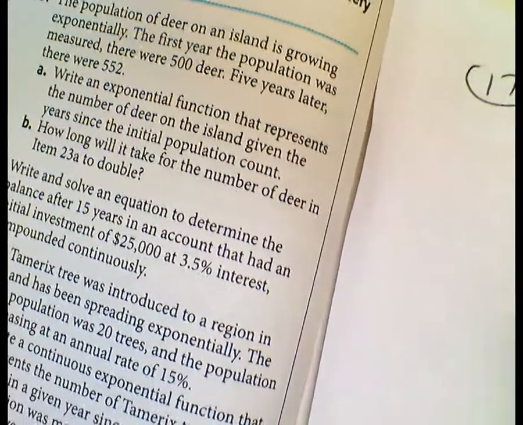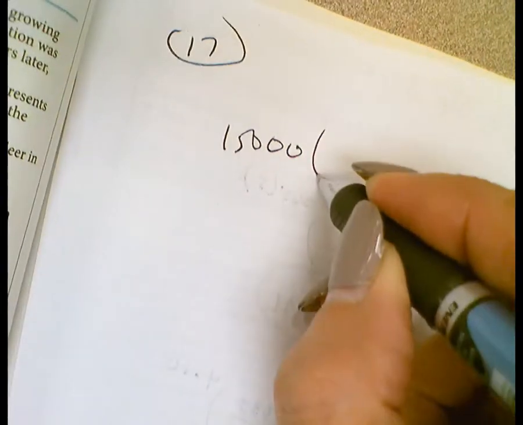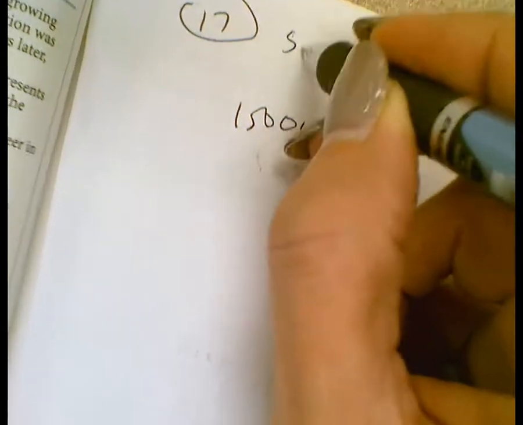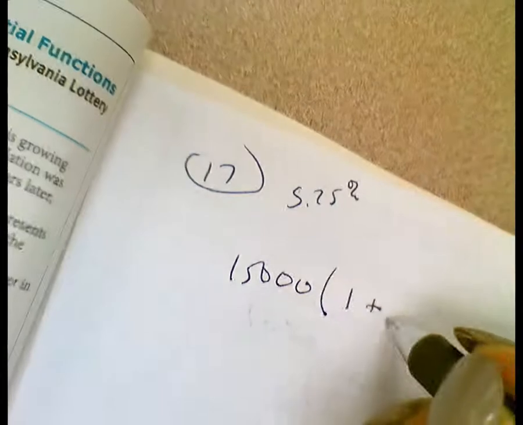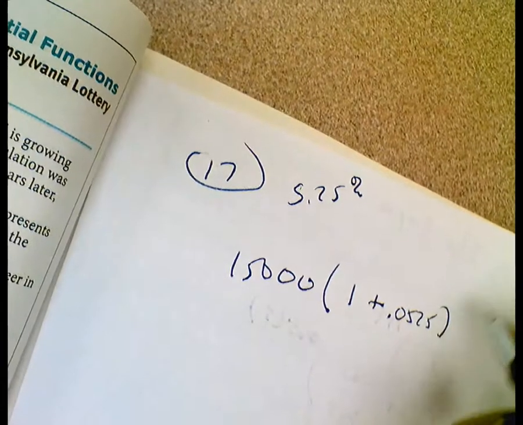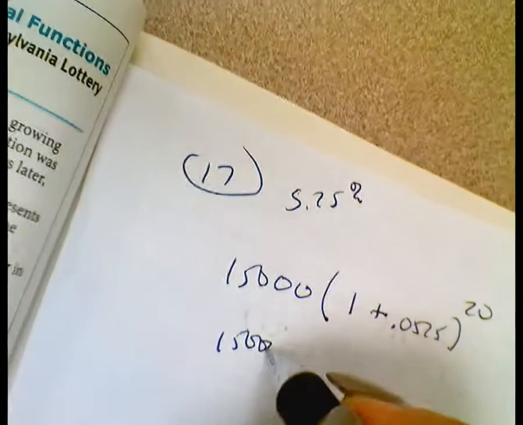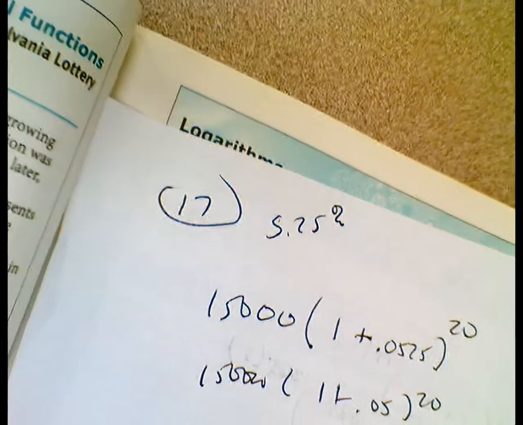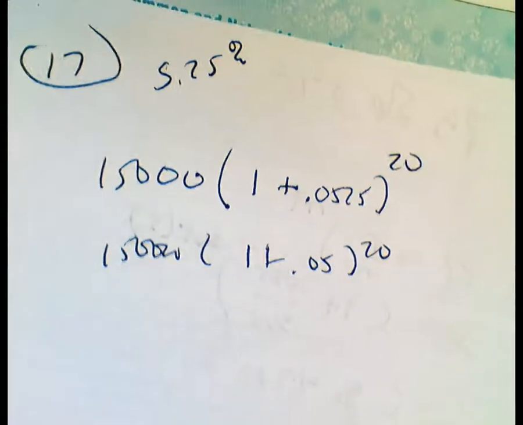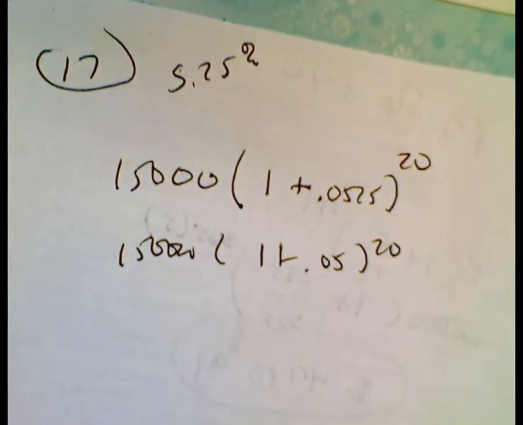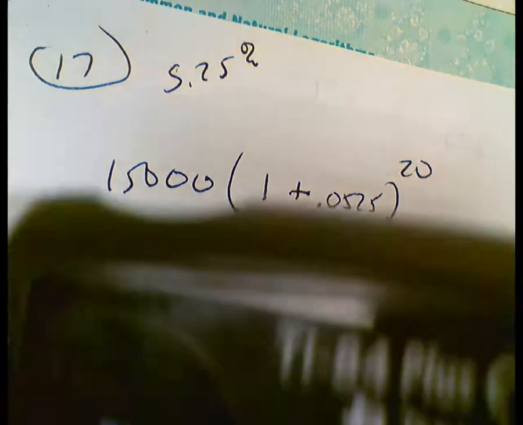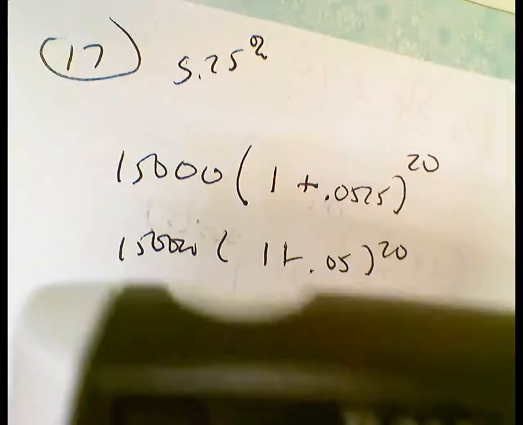All right. So if you had $15,000, 1 plus 5 1/4. Okay, so 5 1/4 looks like this. If you move the decimal 2 to the left, it's 0.0525 for 20 years, compared to 15,000 at 5% for 20 years. So we're going to compare these two numbers and see how much more interest we would earn if we took the higher interest rate, 5 1/4 over 5%. What does 1/4% do to your money in 20 years?